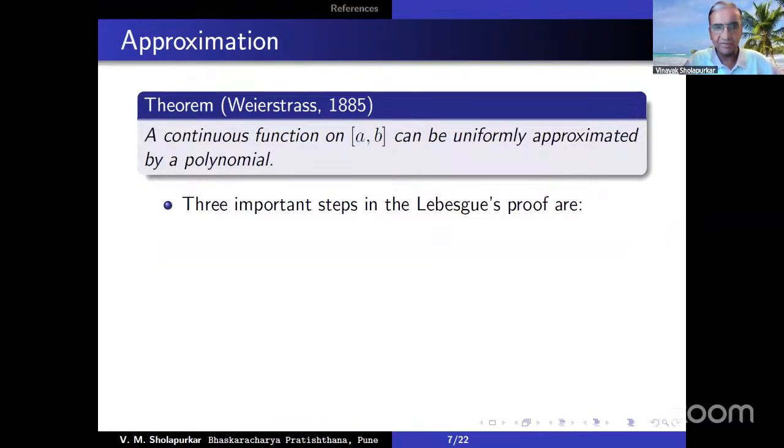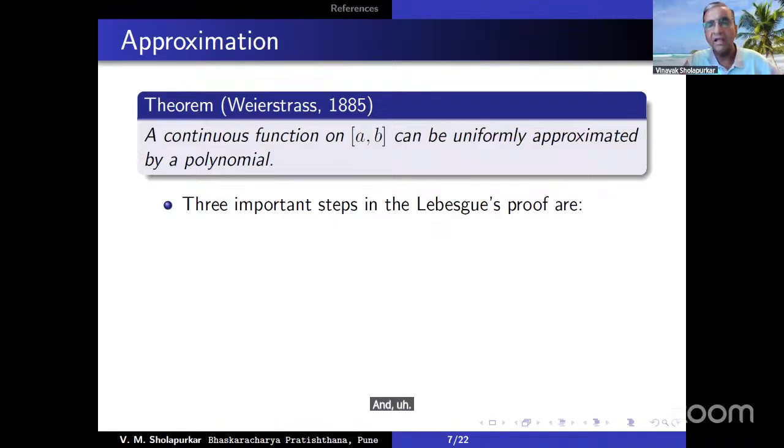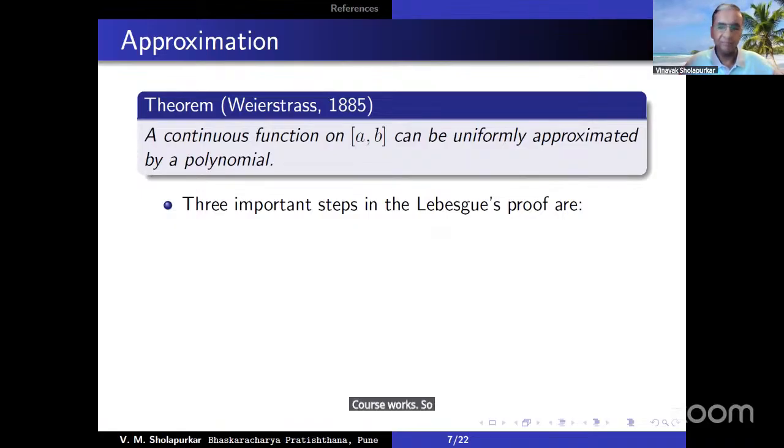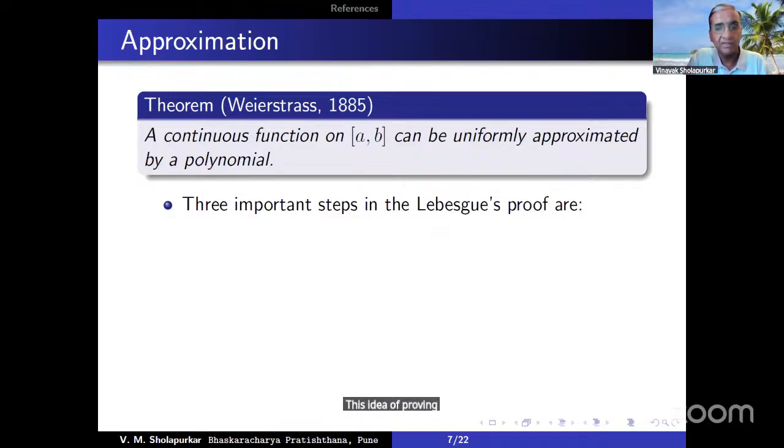Now, this is the famous Weierstrass approximation theorem. I just wanted to show the main steps in Lebesgue's proof, because most of the time Bernstein's proof is discussed in coursework. But I personally like this proof very much. This is Lebesgue's idea of proving the Weierstrass theorem.